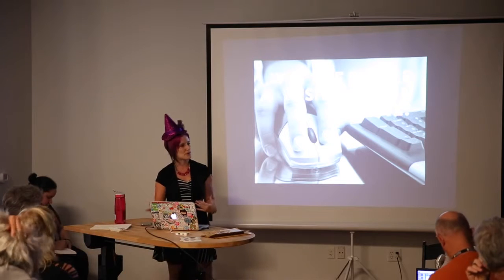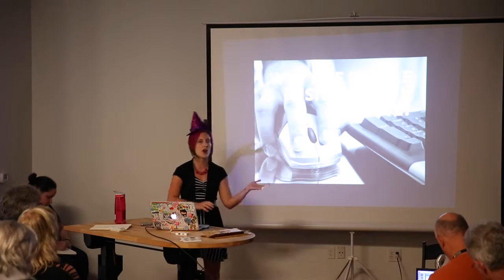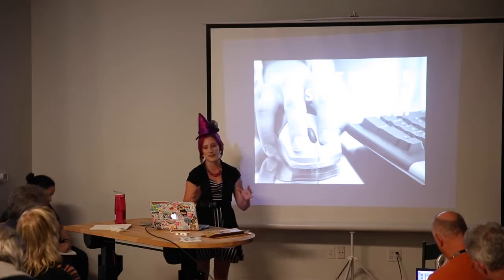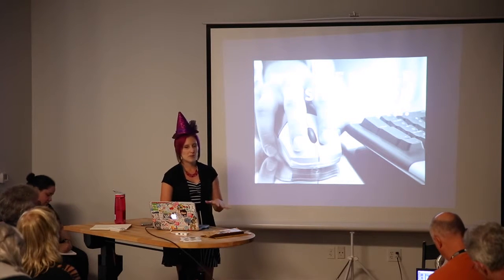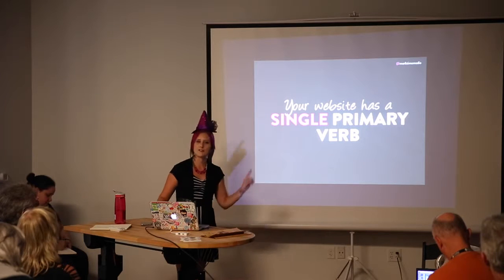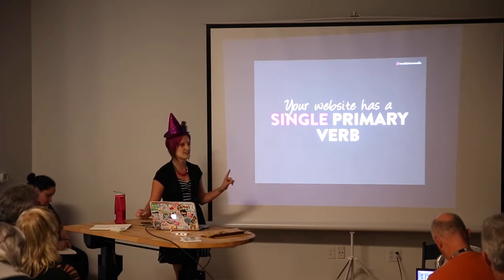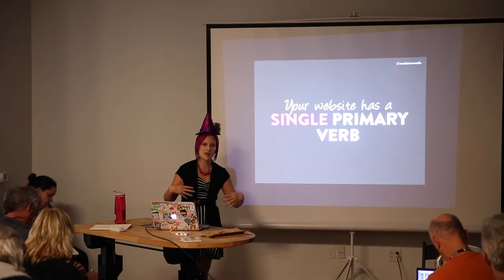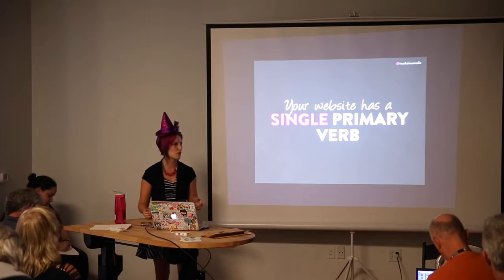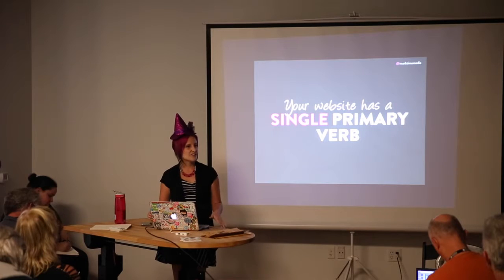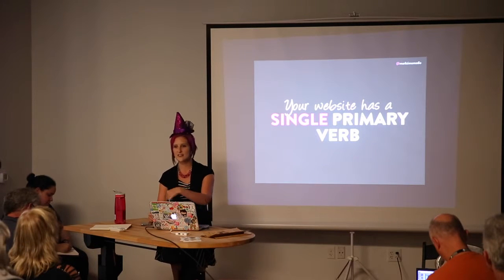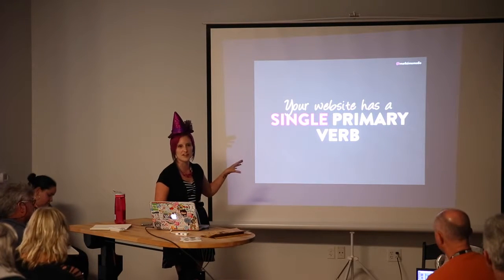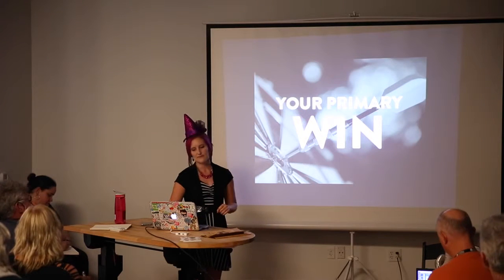Oftentimes people come back and claim lots of reasons at once. They might say, oh, I want people to come buy something, and they have to get an account, and I want them to contact me, and I really want them to sign up for my newsletter, and so on. To think about web design effectively, you have to remember that your website has one single primary verb and everything else is secondary. To figure out what that is, ask yourself why people are coming to your site. If you have to describe that in more than a couple of words, ask yourself why. There's a good exercise where you ask yourself why five times to get to the core. Do that, and you'll usually end up with one of these singular words as to what people are doing on your website.